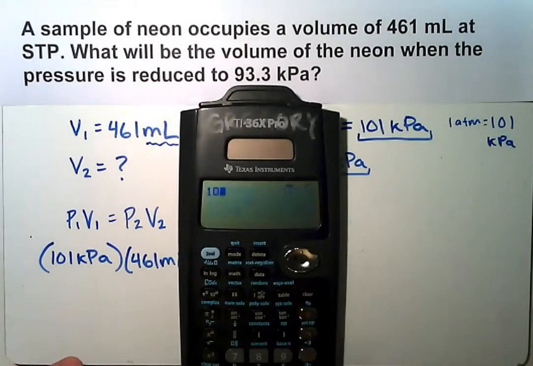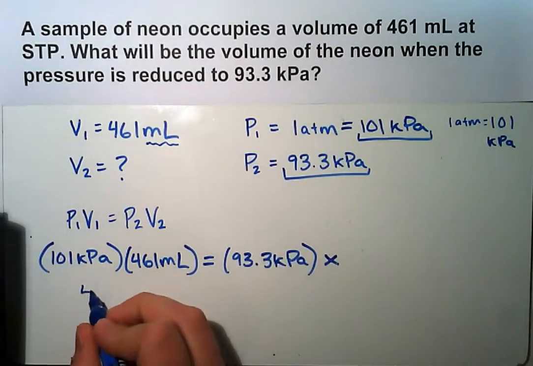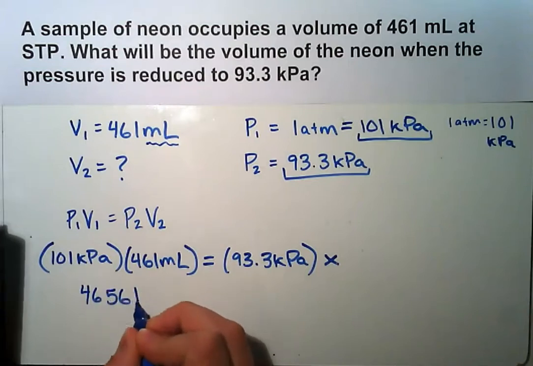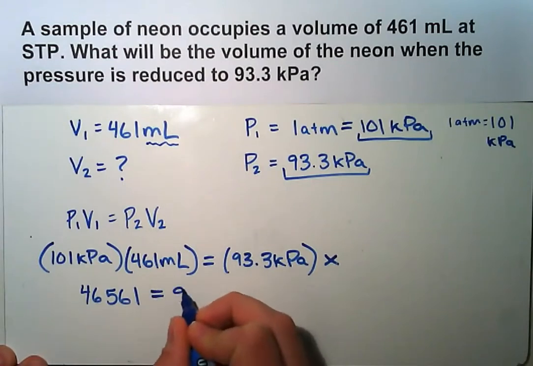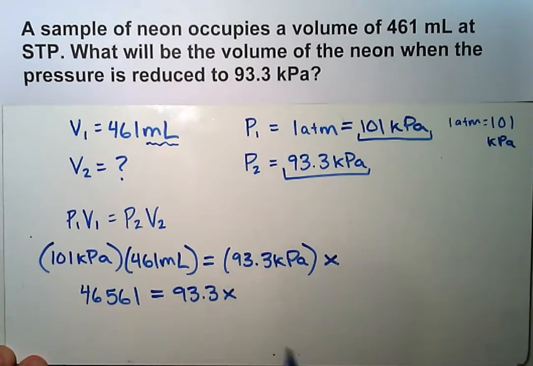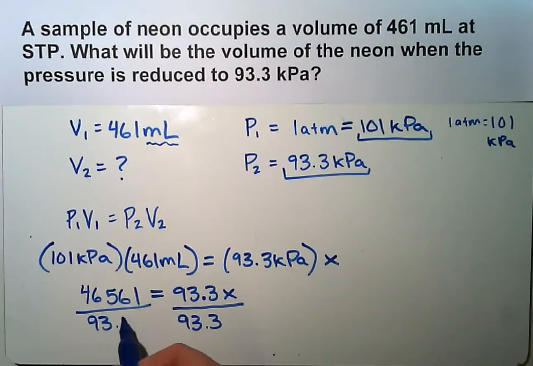Let's see, 101 times 461. That gives me 46561, and I'm going to leave off my units now that I'm doing my algebra here, and that equals 93.3x. So now to solve for x, I need to move the 93.3 to the opposite side, and I have 93.3 times x, so the opposite of multiplication is dividing. So I'm going to divide by 93.3, and I'll do that on both sides. So then I get x equals 46561 divided by 93.3.